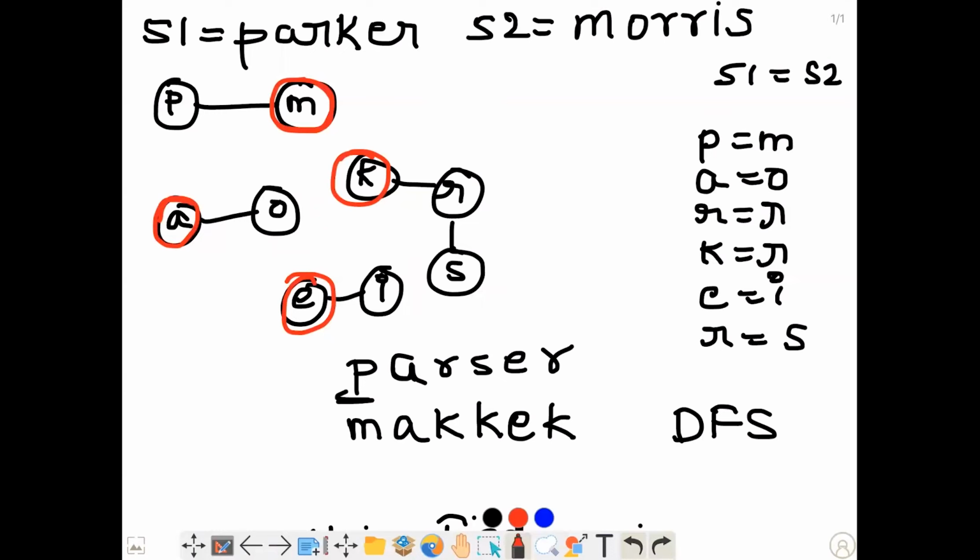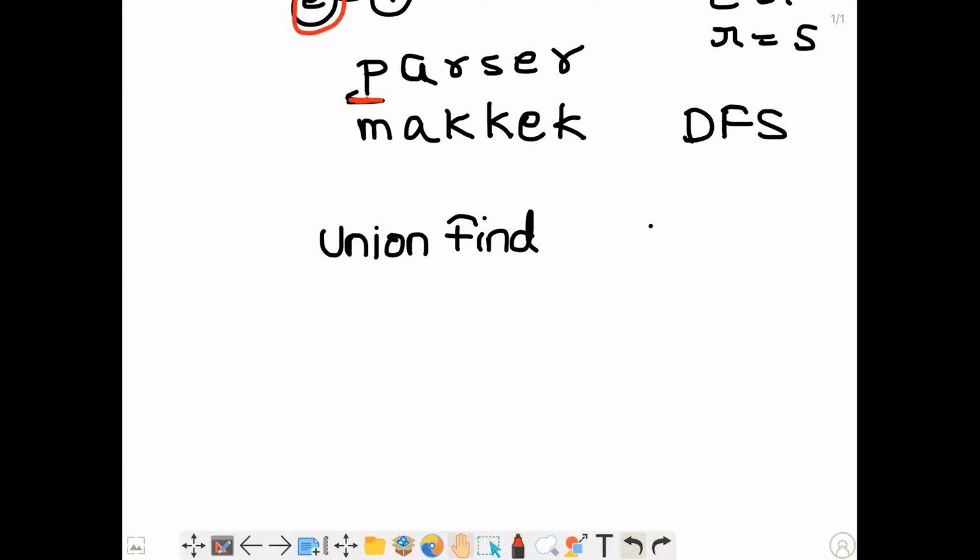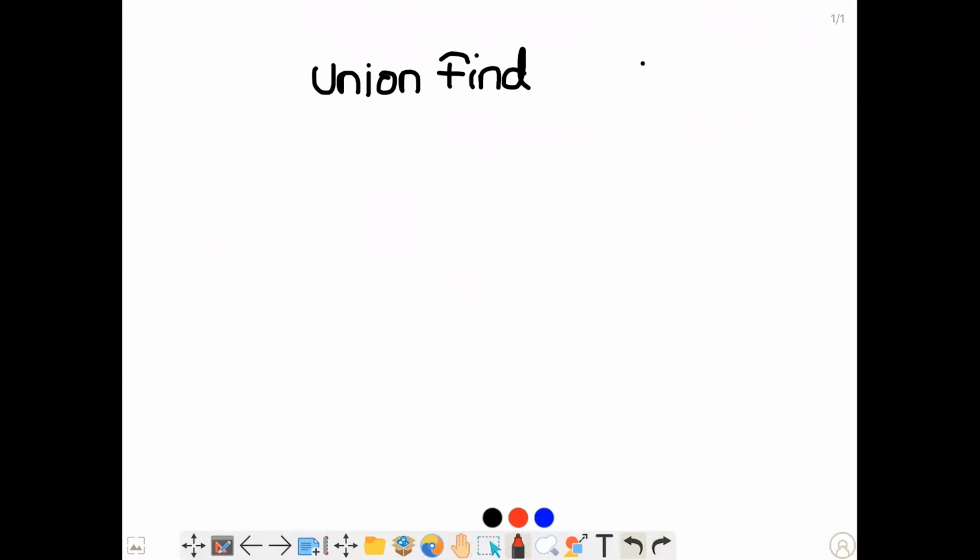And finally, whenever we get P, we apply find. We find the parent of P. So the parent of P in this component will be M. So we return M. In this way, we can solve this problem. So let us see how the union find works in this example.